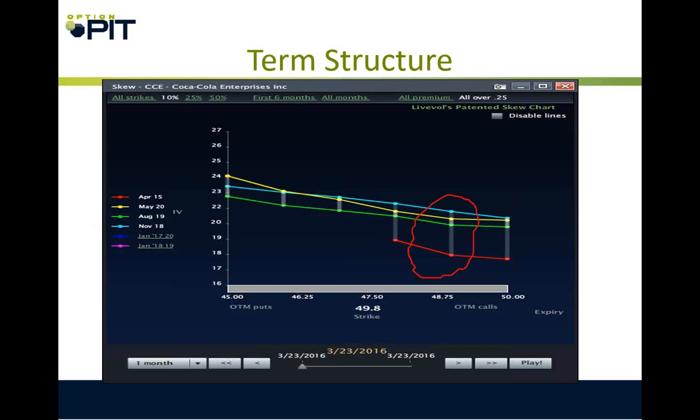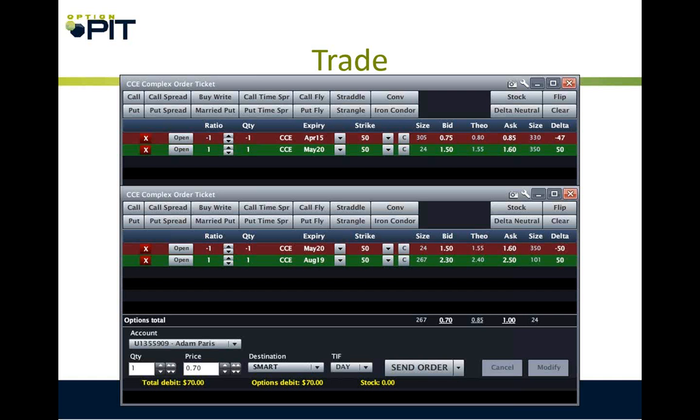Pretty flat, right? You got a nice separation here for April, but the other 3 are kind of on top of each other. So let's look at 2 trades. I've got the April-May, and then I've got the May-August. And you can see the theoretical values are kind of dead on.